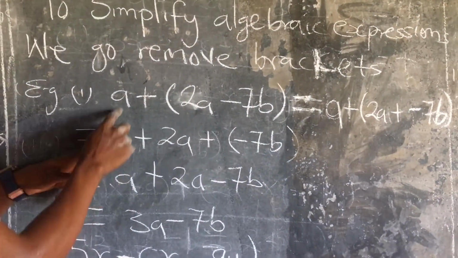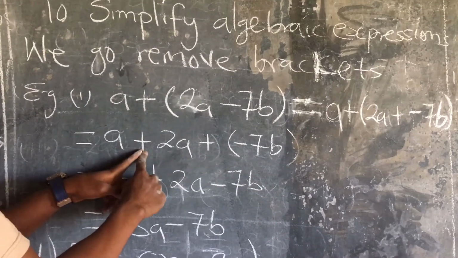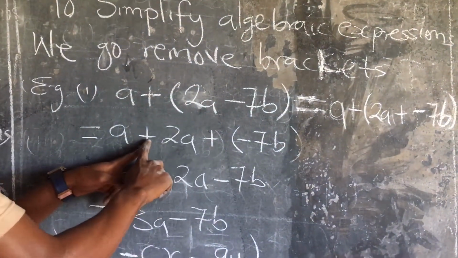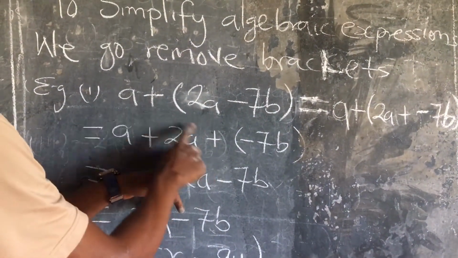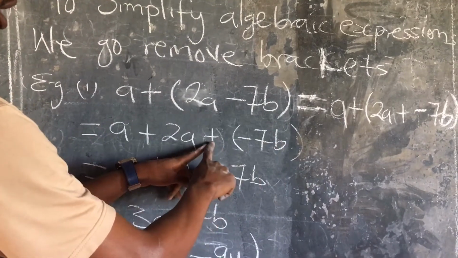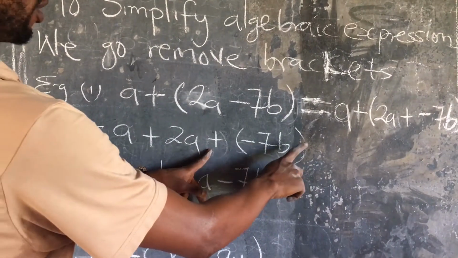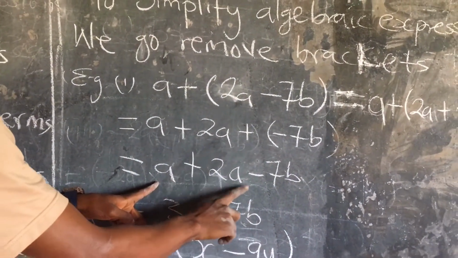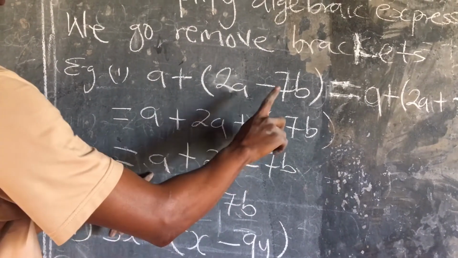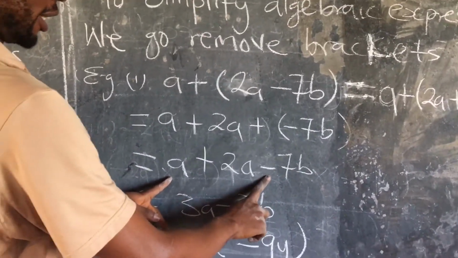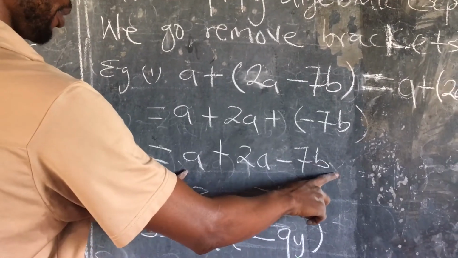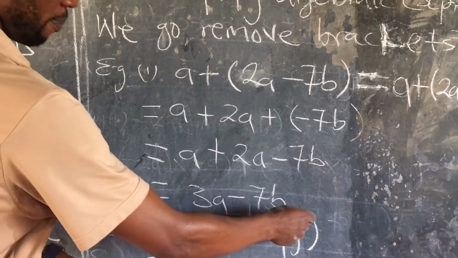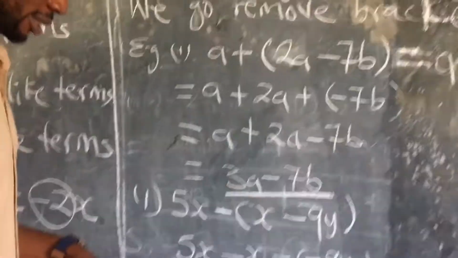So in that case, my a is still there, plus. I use the plus and multiply 2a, so I will get plus 2a. Then this plus multiplied by the 7b gives plus minus 7b. So I still get my a, I still get plus 2a. Plus multiplied by negative will give negative, so I get minus 7b. So a plus 2a will give me 3a, then minus 7b. That is the simplification.